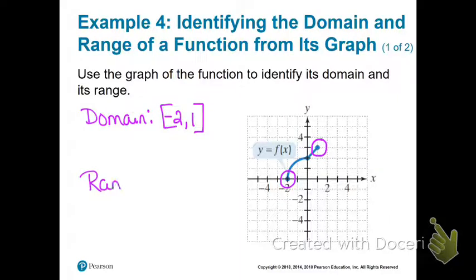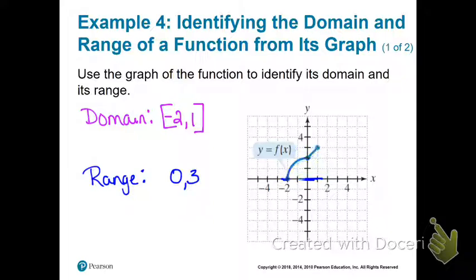For our range, I'm going to change colors here real quick. So for the range, we're going to look from the bottom to the top. So let me erase what I have here. So when I look at the bottom, I notice my graph starts right here when y is 0. And it's going to go all the way up to right here where y is 3. Remember, we're looking at the y values there.